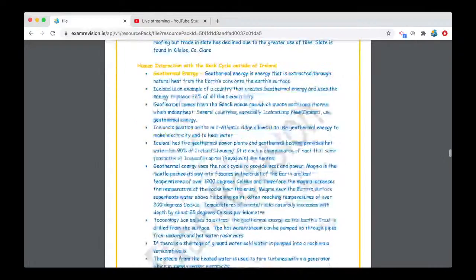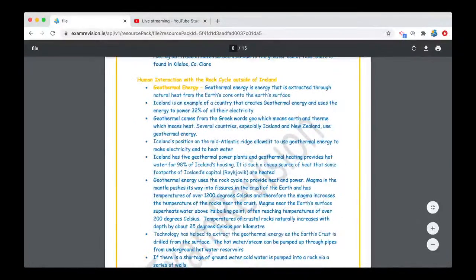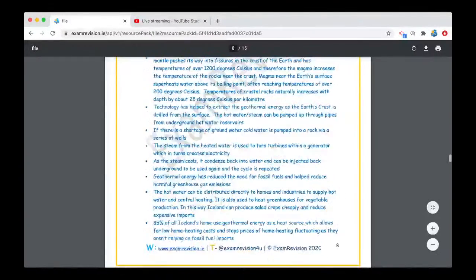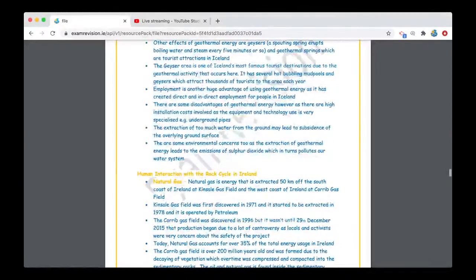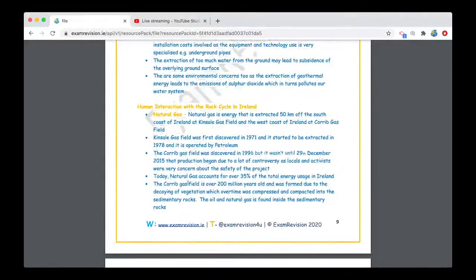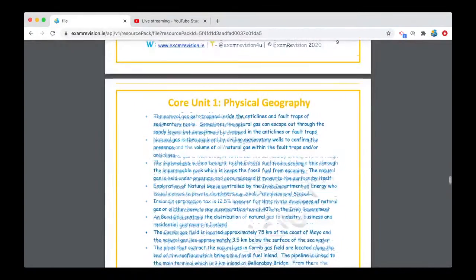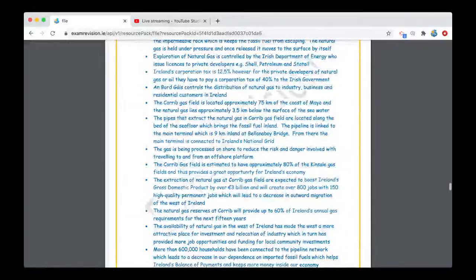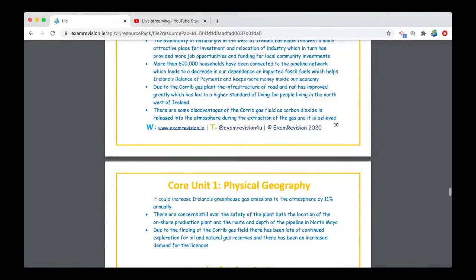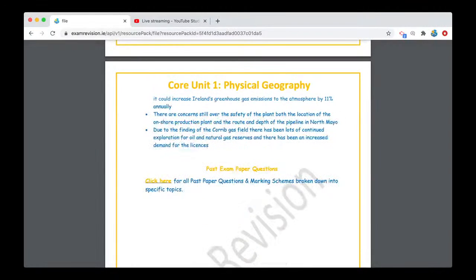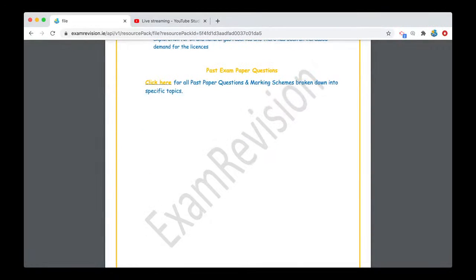This one question here is human interaction with the rock cycle. So you need to know geothermal energy or gas. The one we do is geothermal energy, but I also have, if you're a student from a different school, natural gas. You just need to know one. Again, these are really detailed, so you won't find notes as detailed as these. These will get you H1 standard if you write this style of answer.